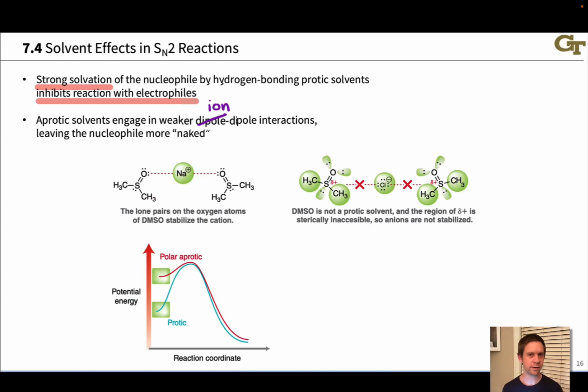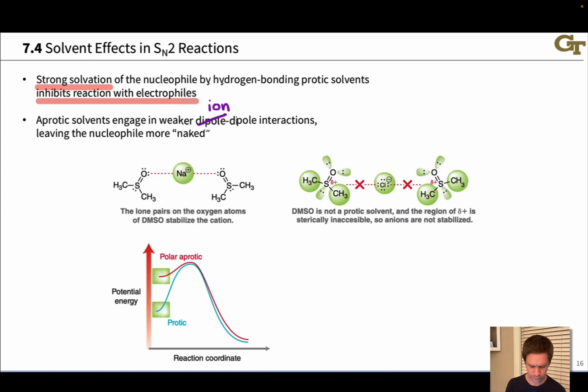On a reaction coordinate diagram, we can actually think about this in terms of the stability of the nucleophile based on these different solvation interactions. In a protic solvent, we have hydrogen bonding, and this stabilizes the nucleophile. These intermolecular forces are a kind of bonding in a sense, right? And so this leads to stability of the nucleophile in a protic solvent.